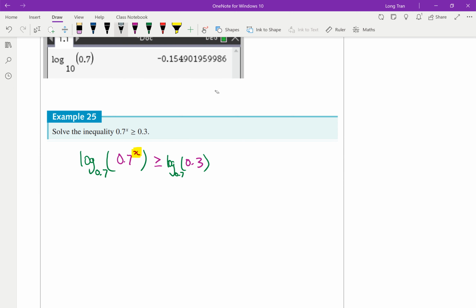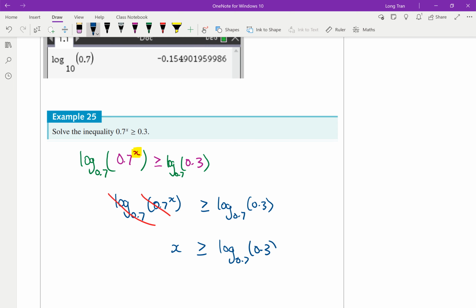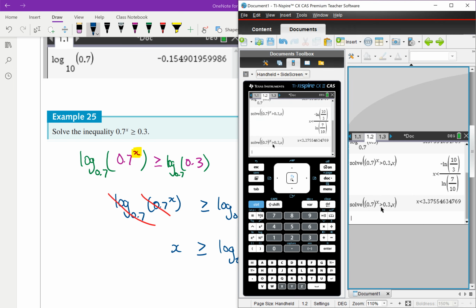Now we know that through calculation, log base 0.7 of an exponential with base 0.7 will look something like this. Log base 0.7 of 0.7 to the power of x is greater than or equal to log base 0.7 of 0.3. And you naturally say, yep, they're inverses of one another, so these two cancel out. And then you would say x has to be greater than or equal to whatever log base 0.7 of 0.3 is. True? So if you go to your calculator, I'm just going to show you here.